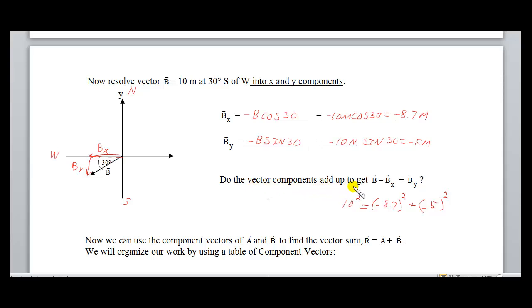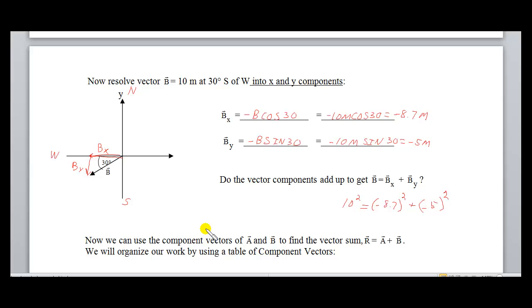And do the components add up? Well, we can check it by using the Pythagorean theorem. Vector b is indeed 10, square it. This x component is negative 8.7, square it, and add it to the component b sub y after you squared it, and they should be fairly close to being equivalent. Of course, we did some rounding here, so they won't come out to be exact, but they should be fairly close.